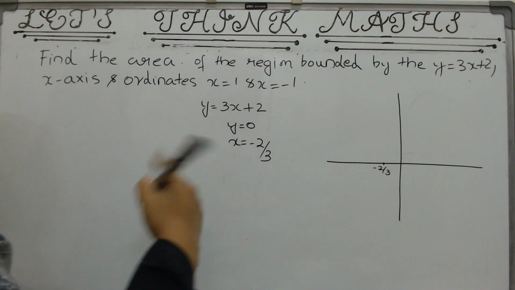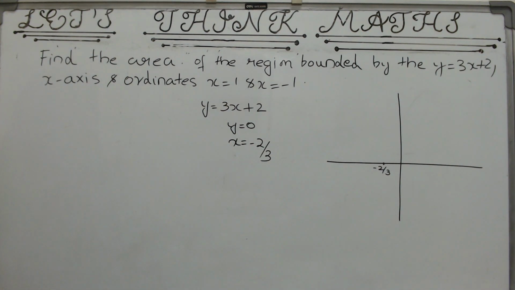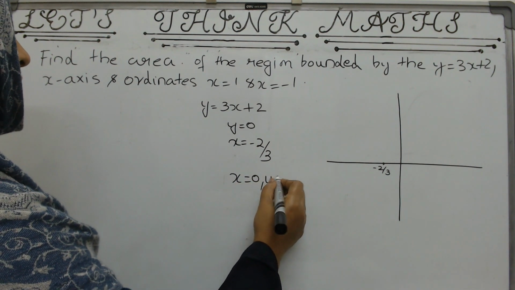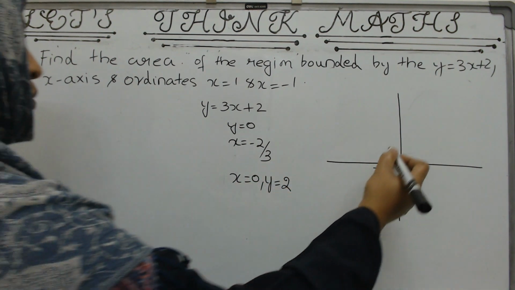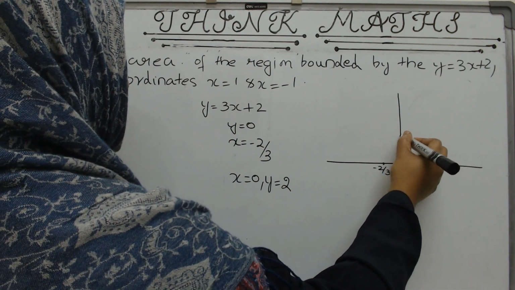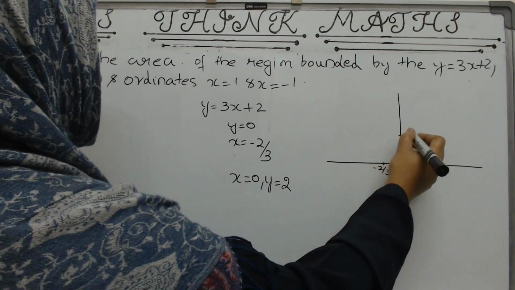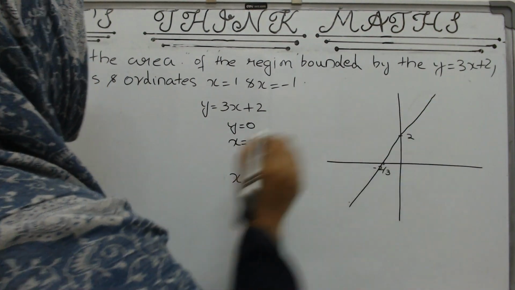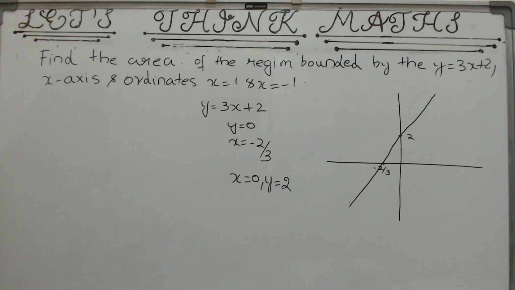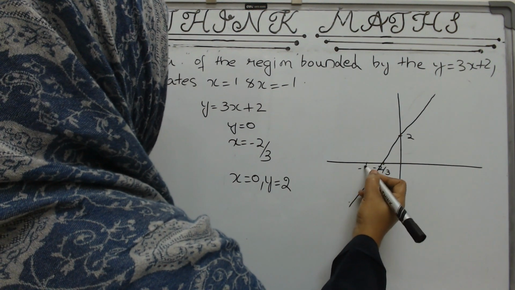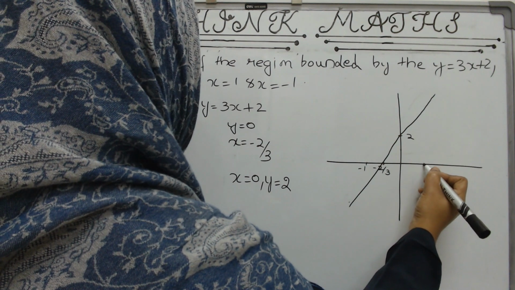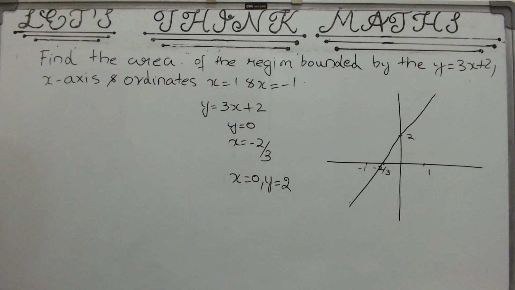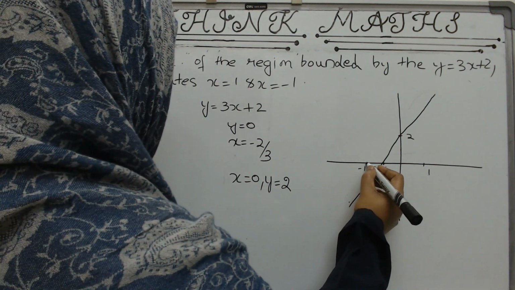Now to find the y-intercept, the place where the line cuts the y-axis. For that, put x is equal to 0. Then you will get y is equal to 2. So its y-intercept is here. It cuts the y-axis at a point 2. Now join these 2 points. You will have your line. There you have your line. And what are your ordinates? One ordinate is minus 1 and the other ordinate is plus 1. So we have to integrate it from minus 1 to 1. So let us start drawing the lines, the ordinates.